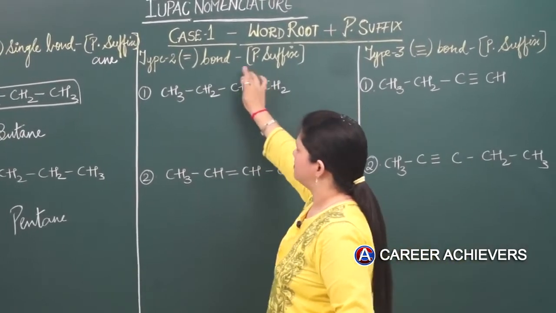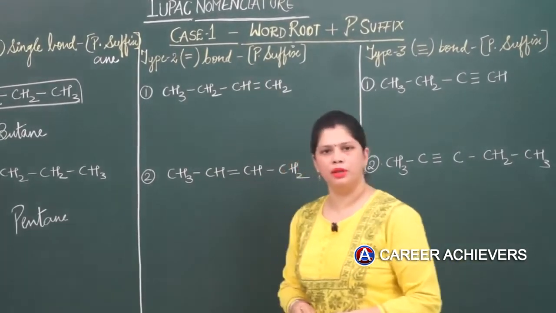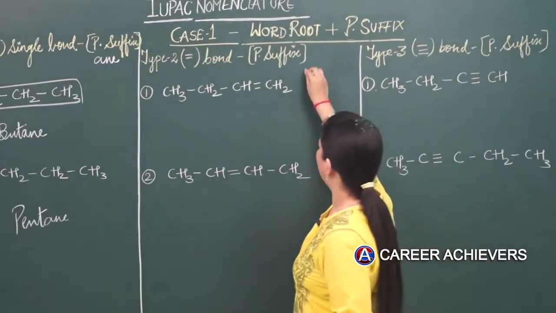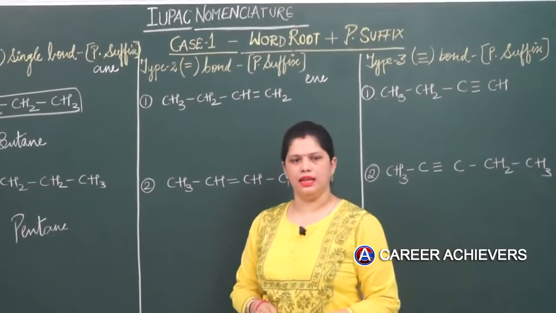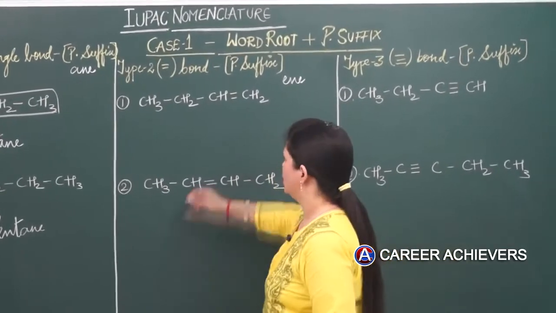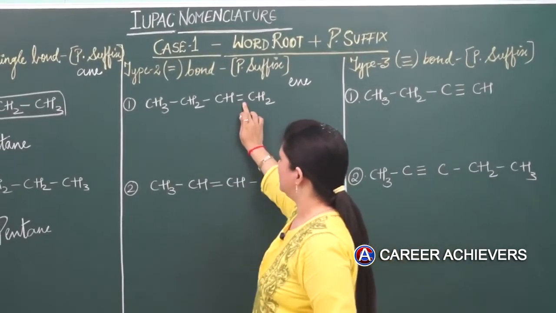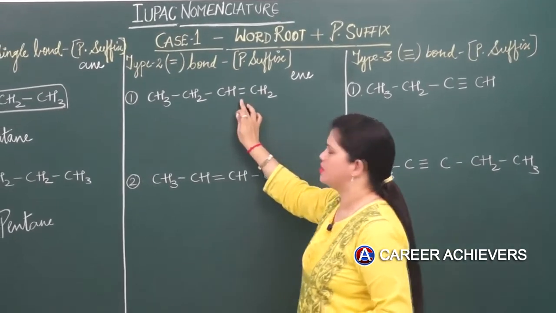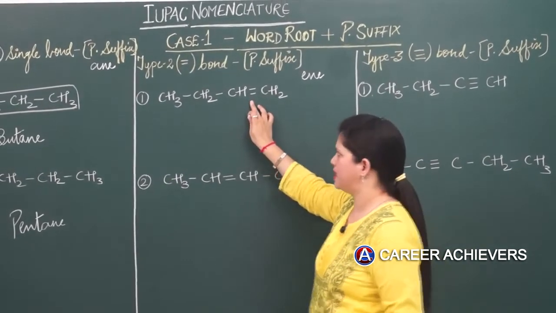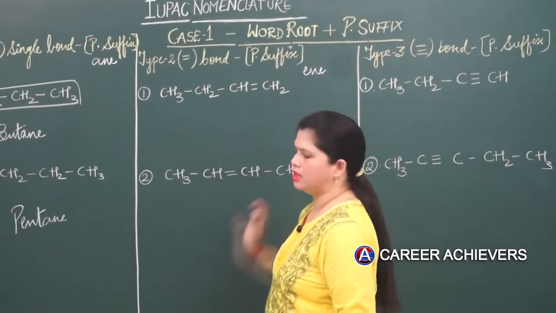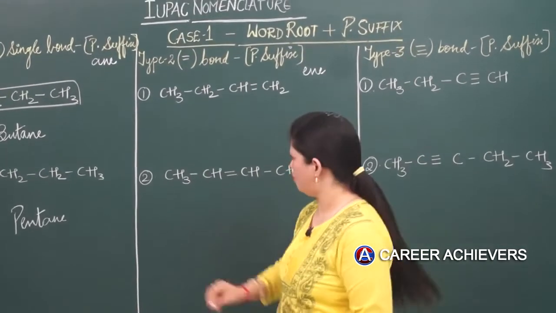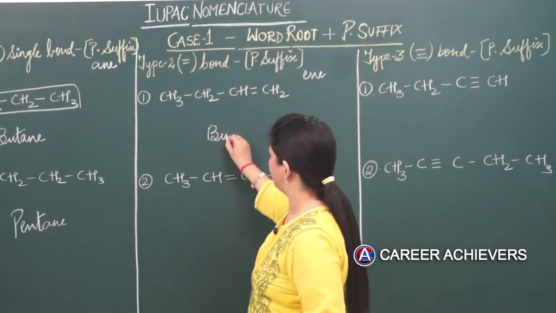Now if the primary suffix is present in the form of a double bond, then we would be using ene as the primary suffix. So here we can see that in between these 2 carbons, a double bond is present. Firstly we will have to do the same thing, count the number of carbons in the straight chain, which are 4. So the word root is but.